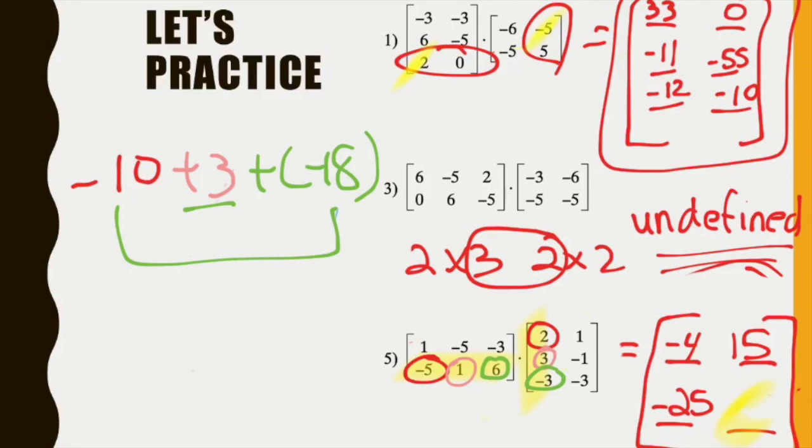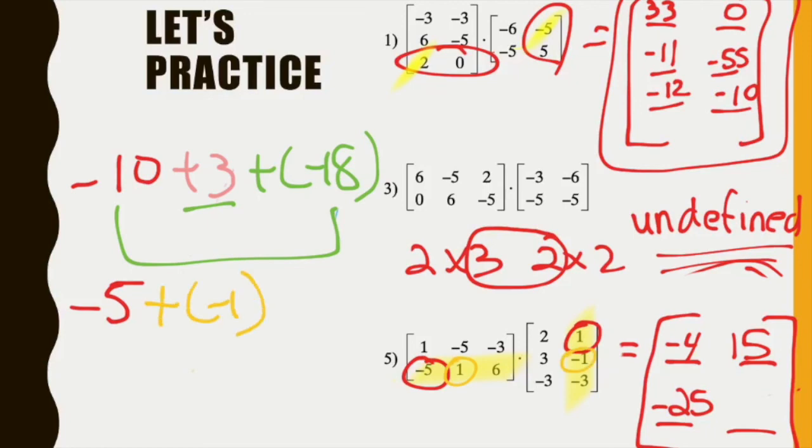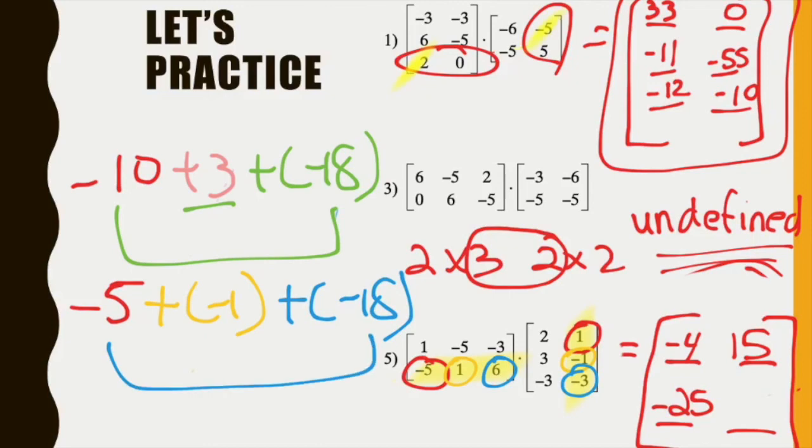Last part was right here. That's the bottom right. So we're going to do the bottom and the right. We'll start with the negative 5 and the 1, which makes negative 5. We'll move over here and down to the 1 and the negative 1. And we'll end with the 6 and the negative 3 for negative 18. So this makes negative 23 and negative 24.